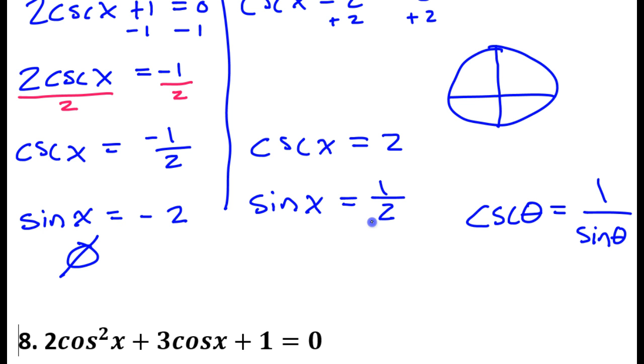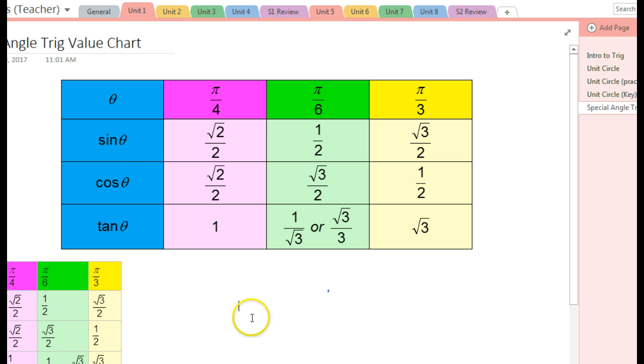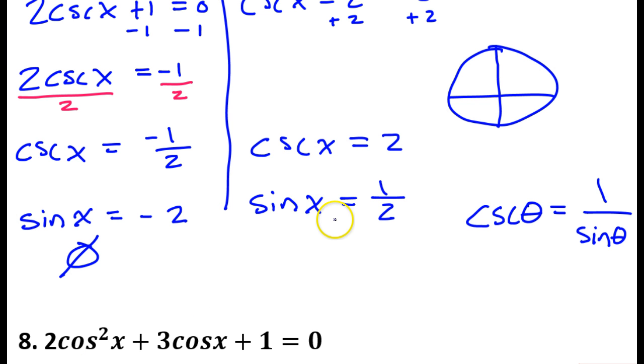Now how about 1/2? This is one of those facts that you're supposed to memorize. The sine of pi over 6 is 1/2. Everything on this chart you're supposed to memorize. So that means that the reference angle is going to be pi over 6. Now that's a reference angle. That's not necessarily the answer.